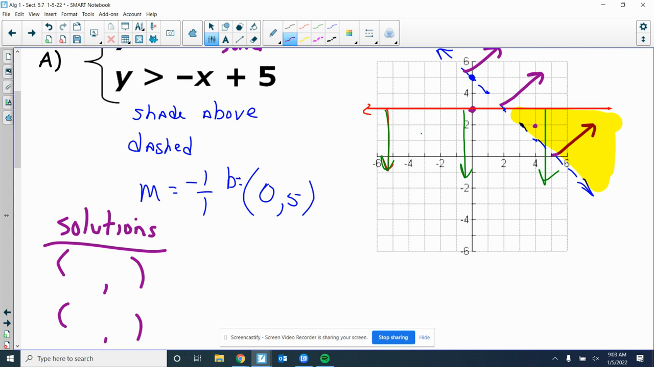5, 2. Nice job. Now, guys, are those the only ones? And don't make them close. Make sure they're pretty, in the shaded area. Those 2 points are in the solution set: 4, 2 and 5, 2. 6, 2, 6, 1. Okay.